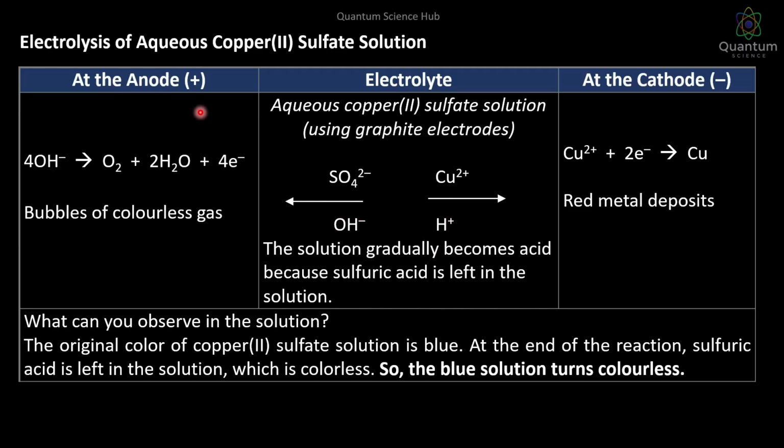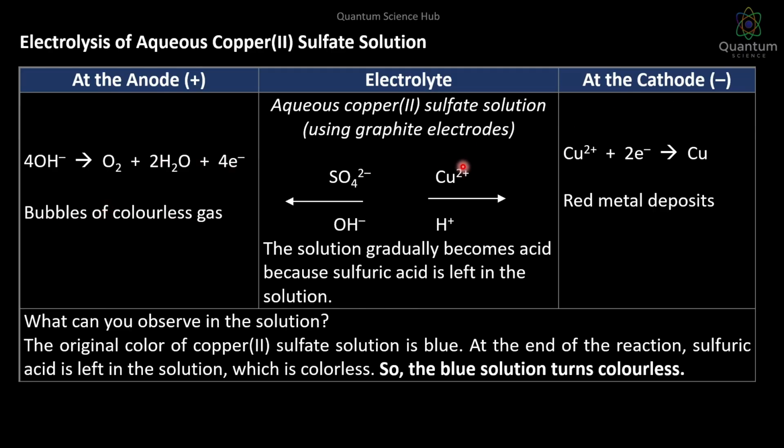So who will be attracted to the anode, or positive electrode? OH negative, right? Because for negative ions, for aqueous solution, it is just the same as dilute solution. We never electrolyze sulfate, so we are taking OH negative. The equation here is 4OH negative produces O2 plus 2H2O plus 4 electrons. Since we have oxygen here, what is the observation? The bubbles of colorless gas.